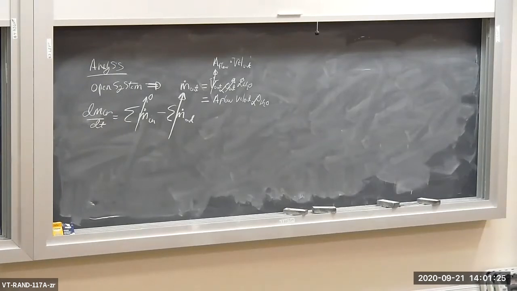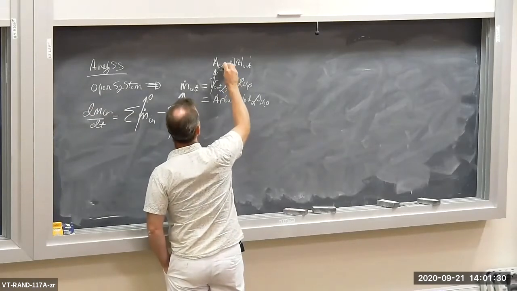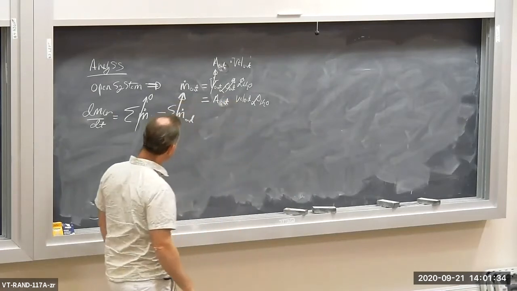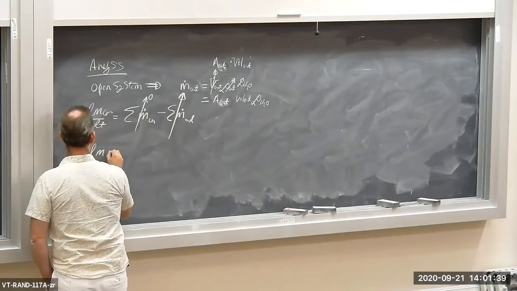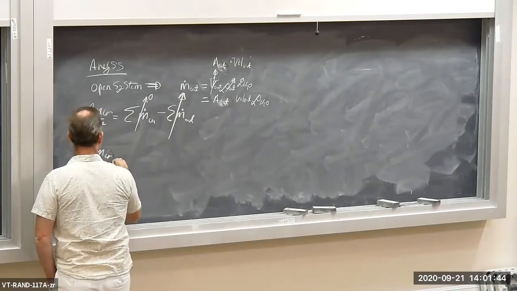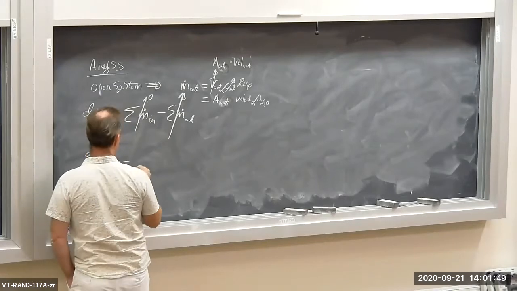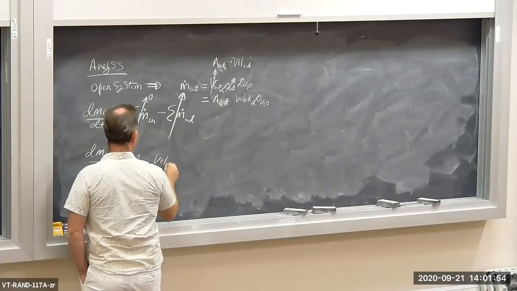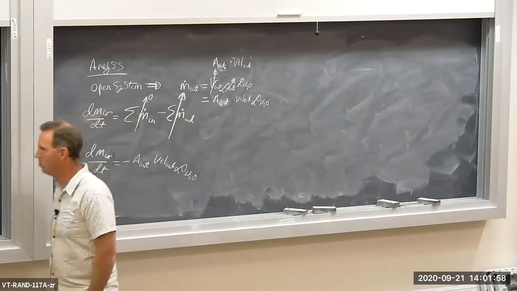I'm calling this A out, keeping my nomenclature the same, the outlet flow area. So I have the time rate of change within my control volume of mass is equal to, and I have an outlet, so I have to carry the negative sign, A out, velocity out, density of the H2O.